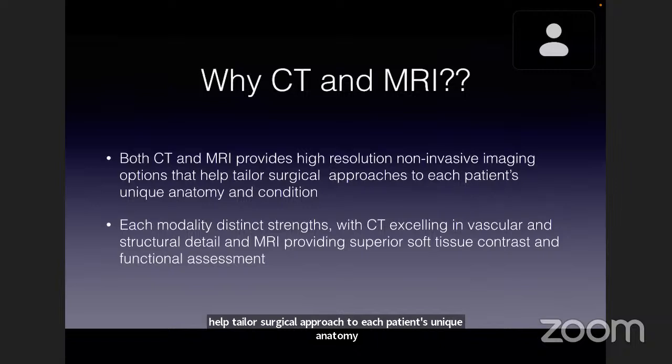Each modality has a strength. CT is excellent in vascular and structural detail. MRI provides superior soft tissue contrast and functional assessment.